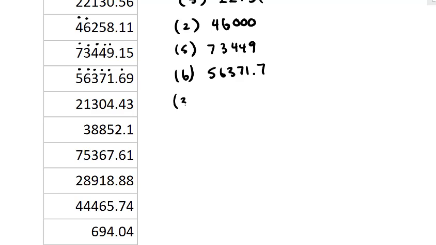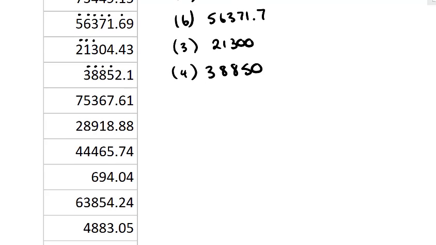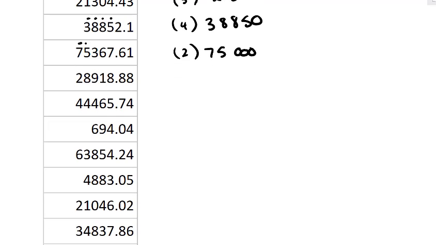Okay, let's do 3 significant figures, 1, 2, 3, 2, 1, 3, 0, 0. Okay, 4 significant figures, 1, 2, 3, 4, it's going to be 3, 8, 8, 5, 0. Okay, let's go to 2 significant figures, 1, 2, 7, 5, 0, 0, 0. Okay, let's go to 5 significant figures, 1, 2, 3, 4, 5, round based on this, 2, 8, 9, 1, 9.